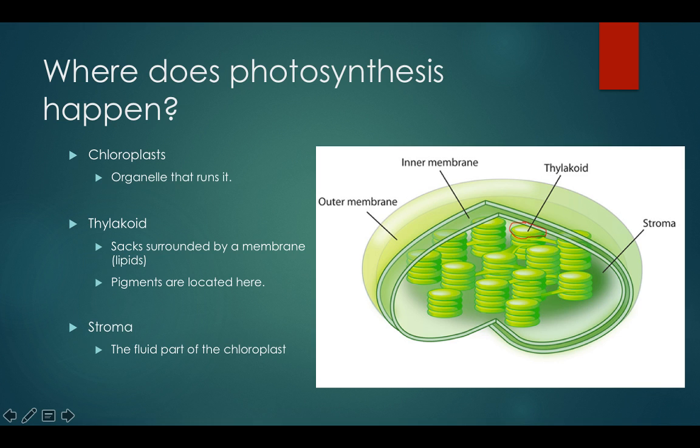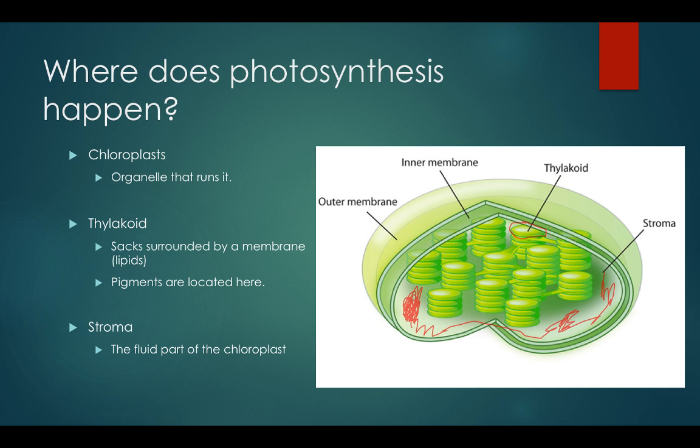The next part is called the stroma. This is basically the fluid part of the chloroplast. That's the part outside around here in this area. So all this is called the stroma. And these are your 2 major parts of the chloroplast. And that's what you should be looking at when you are talking about the chloroplast.